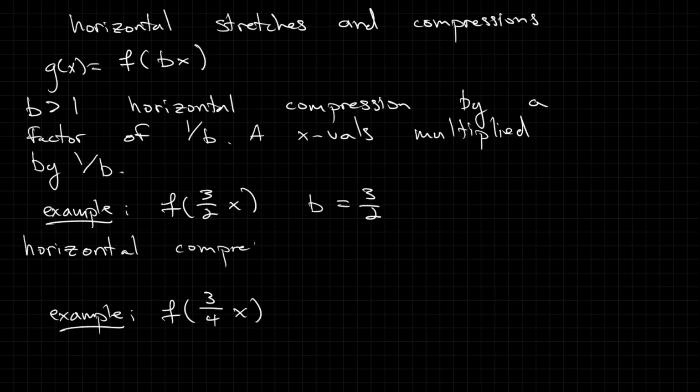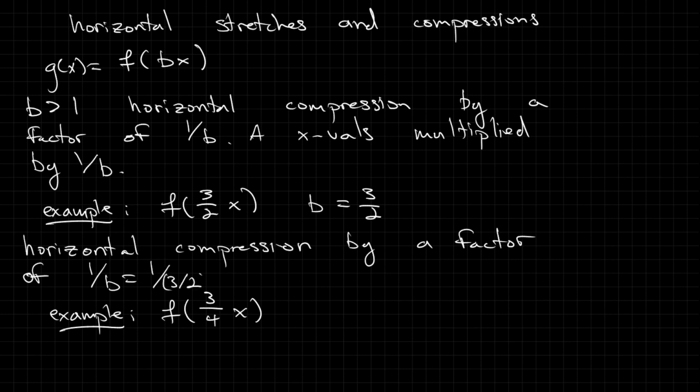and the horizontal compression will be by a factor of 1 divided by b. So by a factor of not b, not 3/2, but 1 divided by b, which would be 1 divided by 3/2. And 1 divided by 3/2 is 2/3. To divide by a fraction, you multiply by the reciprocal of the denominator.